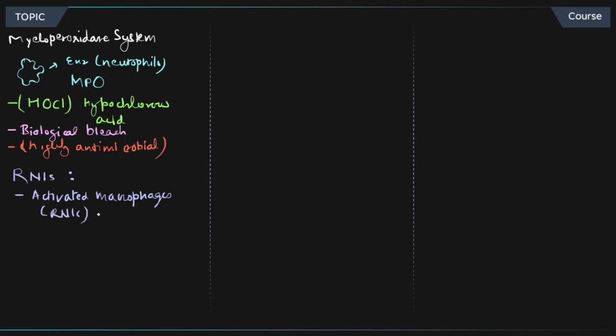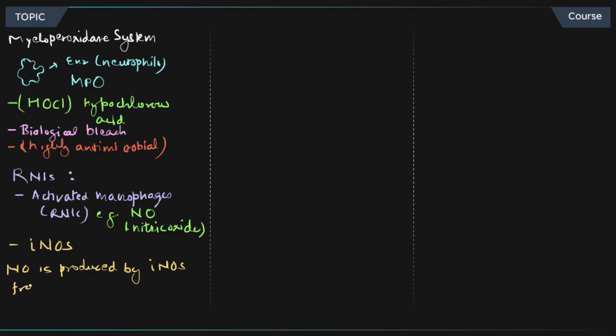An example is NO, which is nitric oxide. Nitric oxide is another antimicrobial agent. Then you have iNOS, which is inducible nitric oxide synthase. It's going to produce NO. So NO is produced by iNOS using the amino acid arginine. Arginine will be used, and then NO will be produced by this iNOS.